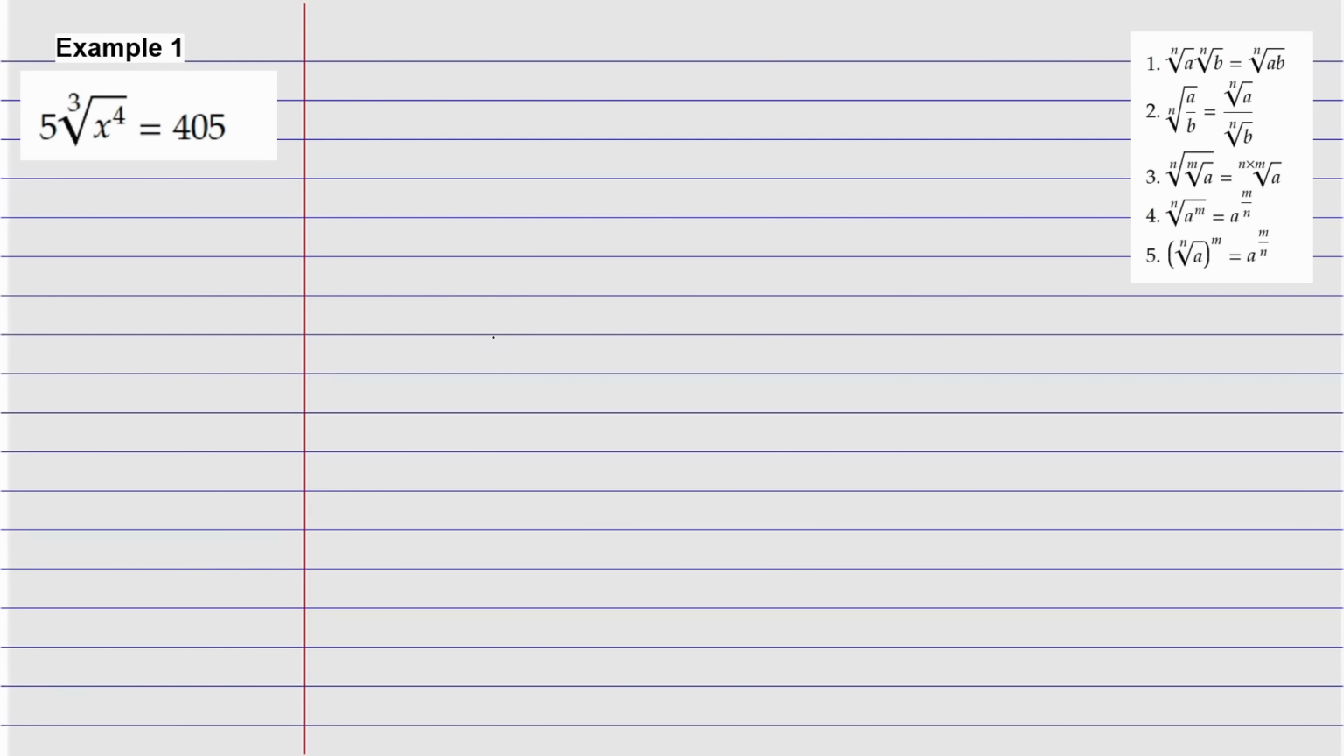Inside, it's going to be x to the power of 4, and that equals 405, right? So first we need x alone. I'm going to divide 405 by 5. So it's going to be the cube root of x to the power of 4 equals what? 405 divided by 5, which gives me 81. So this is equal to 81, right?